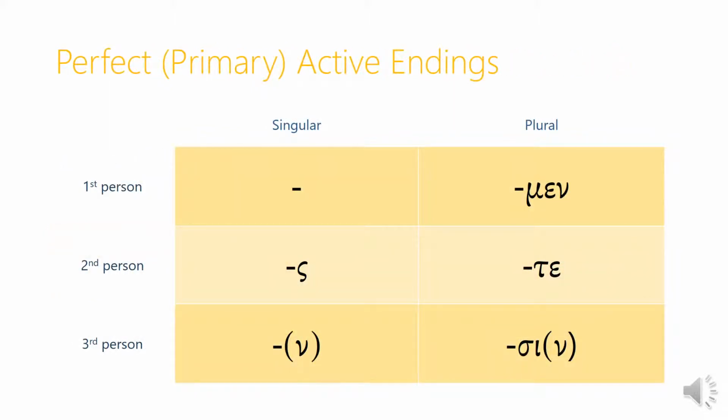The perfect uses our primary active endings, and so in the singular there's no ending. In the second person it was sigma. In the third person either nothing or a movable nu. In the plural it's men, te, and then si, with another possible movable nu to help pronunciation.